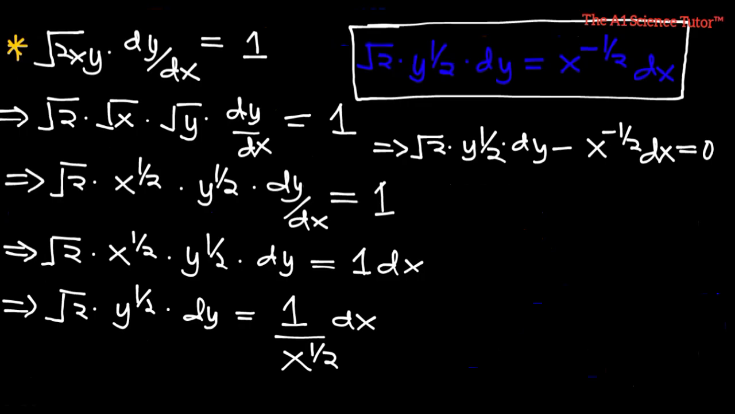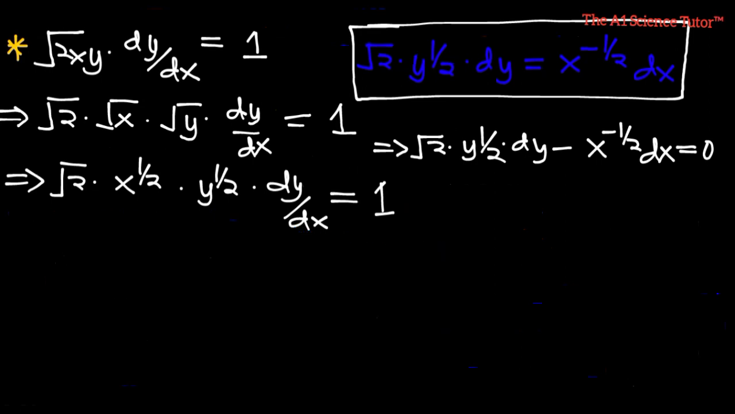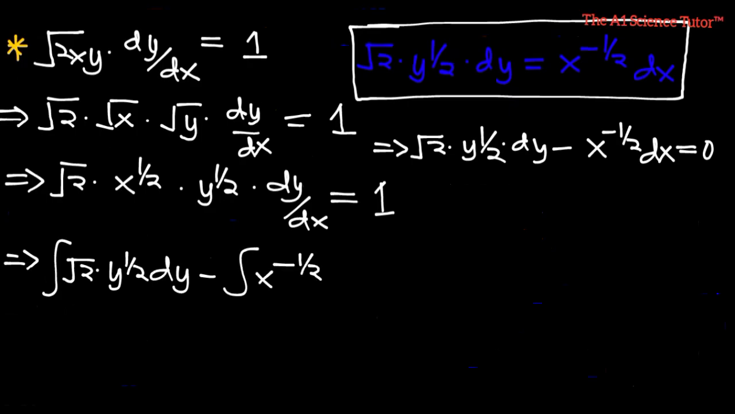So as it is, we need to find the integral of each term within this equation. So let us try to do that. That is going to be the integral of root 2 y raised to the power of 1 over 2 dy, minus the integral of x raised to the power of negative half dx. This will be the integral of 0. This is a coefficient, so that won't change anything. But we need to work on this one.